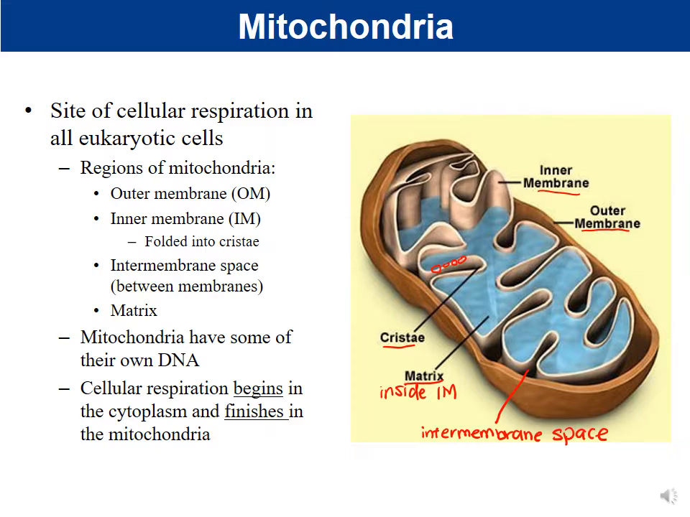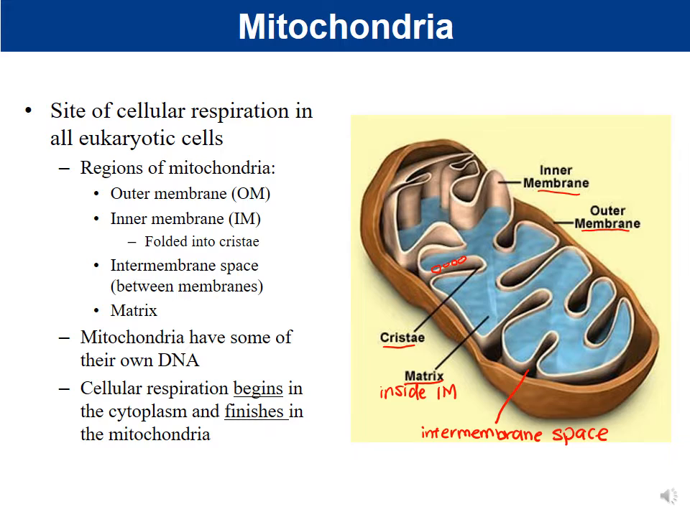Now, in terms of how cellular respiration plays out, in eukaryotic cells, cellular respiration begins in the cytoplasm and finishes in the mitochondria.